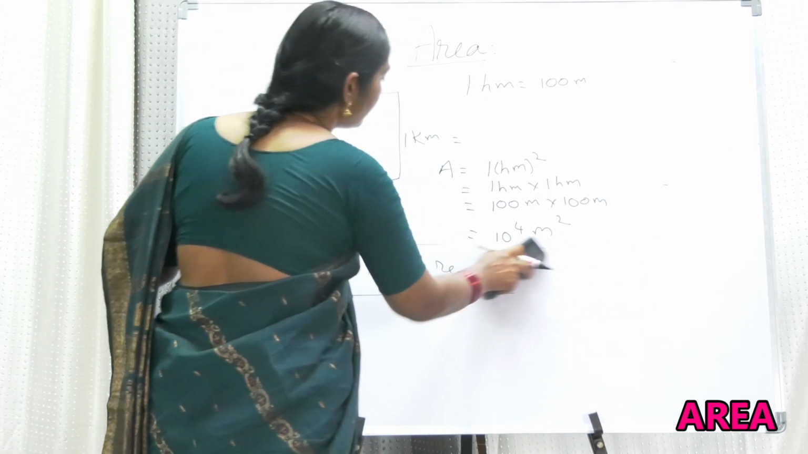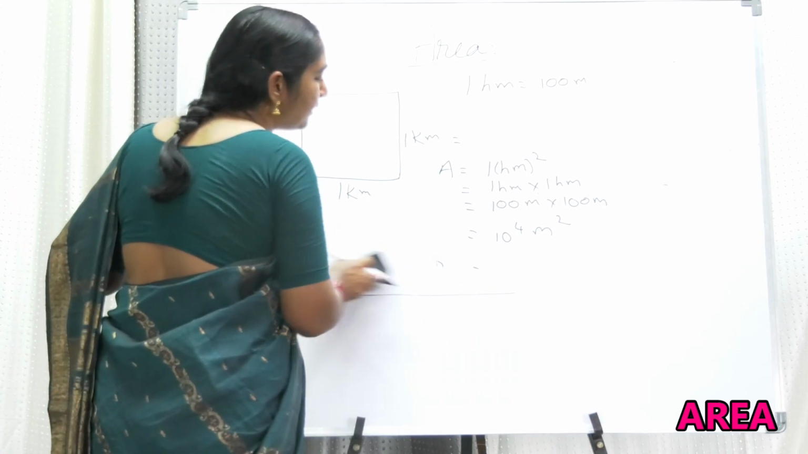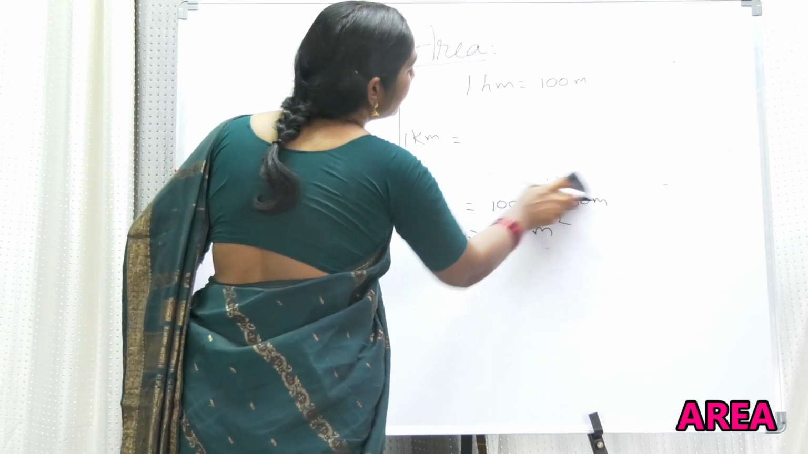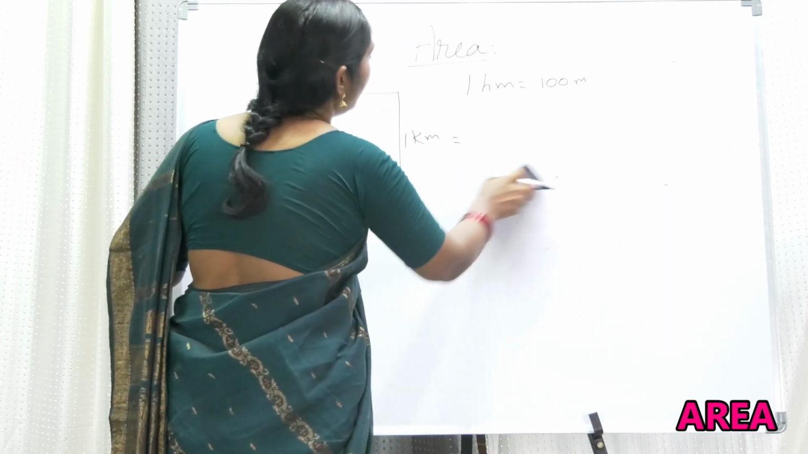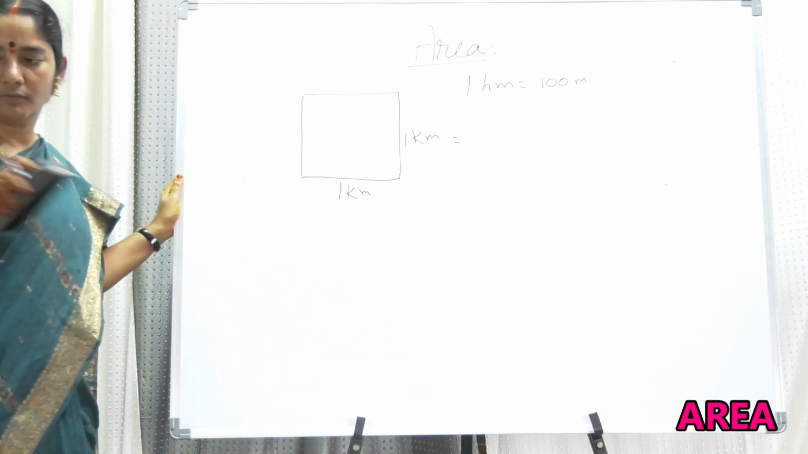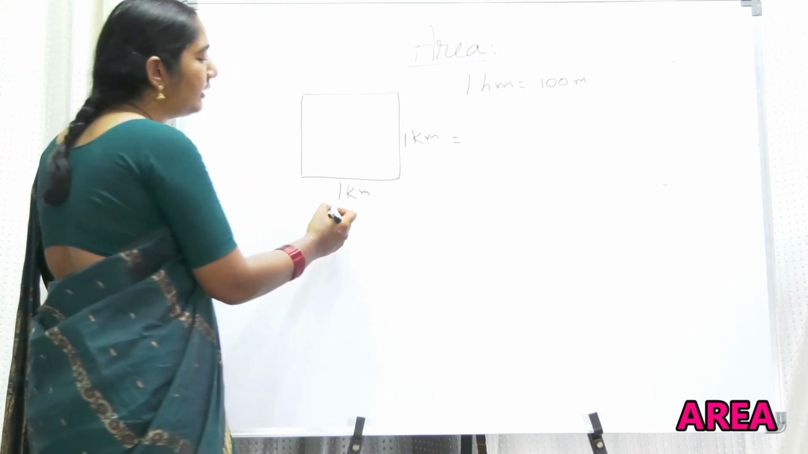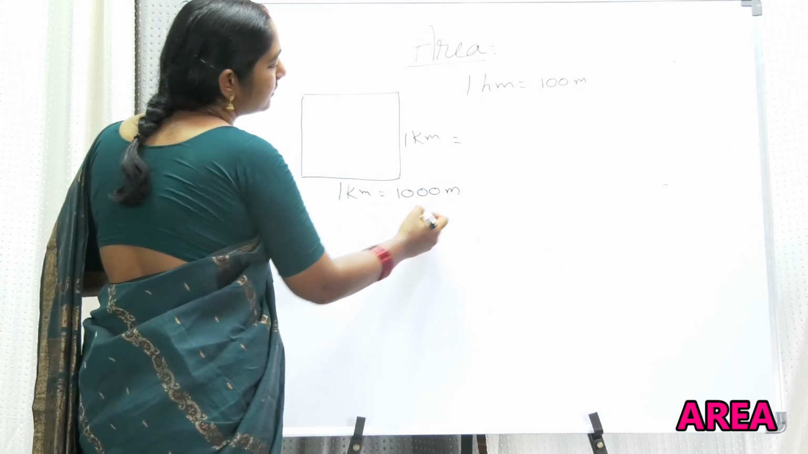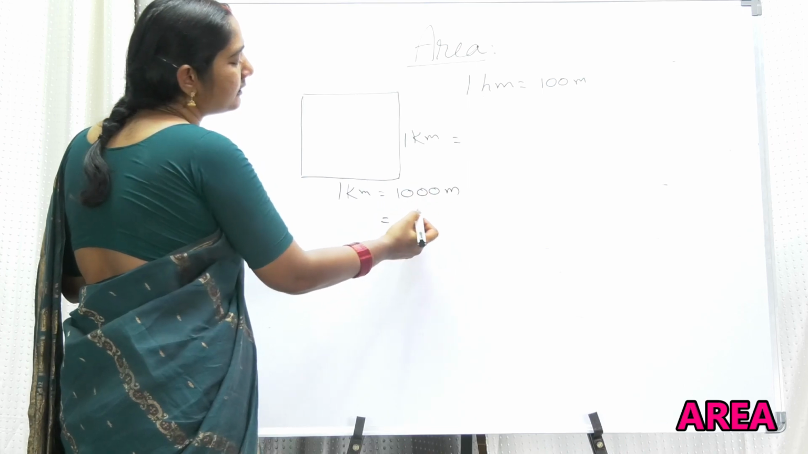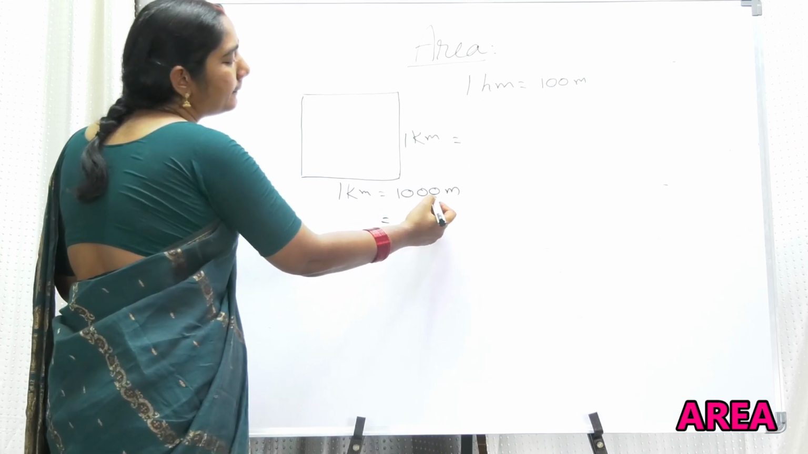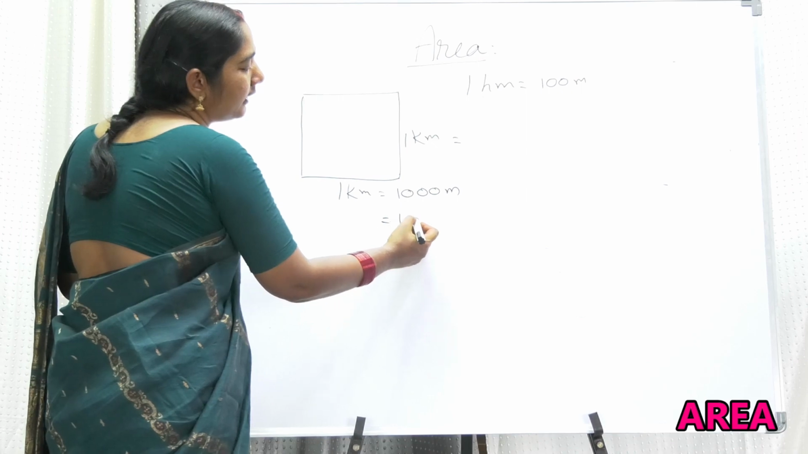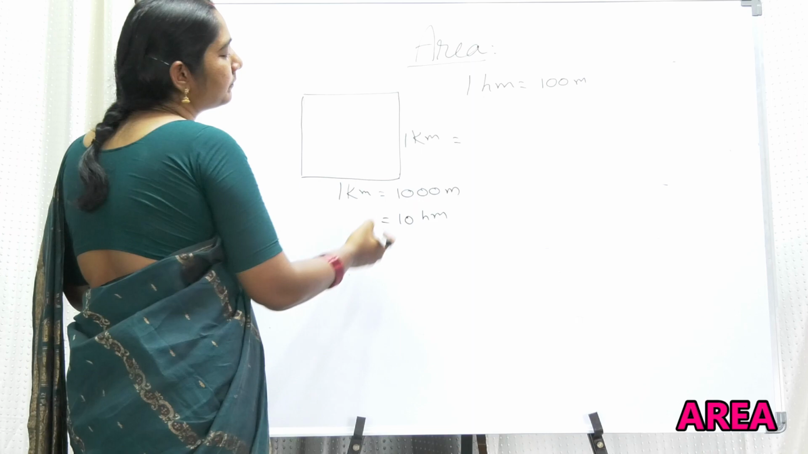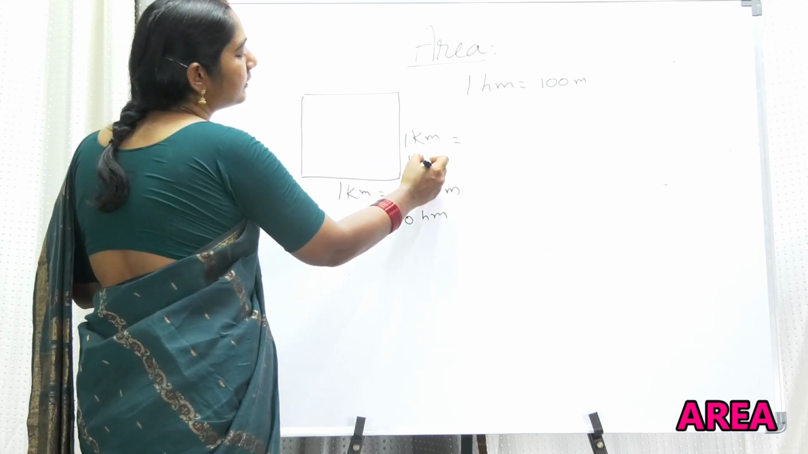Just find it out. Now how many hectares are there in 1 square kilometer? That is an important thing. How many hectares are there in 1 square kilometer? See, kilo stands for 1000 meters. So, my dear friends, see here, I can write this as 10 hectometers. 1 kilometer is nothing but 10 hectometers.